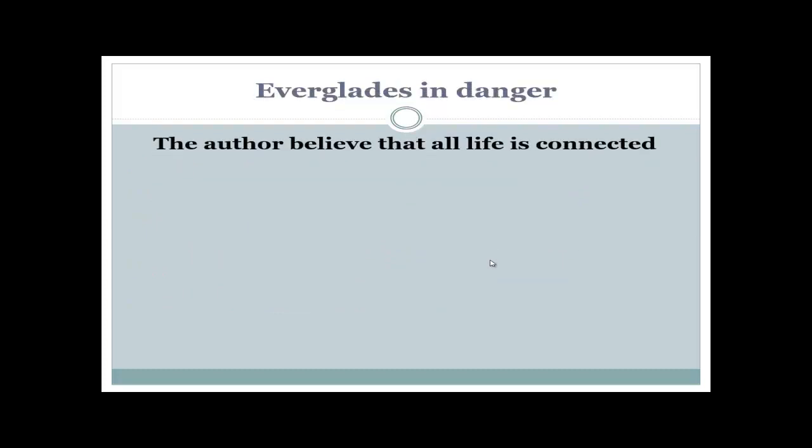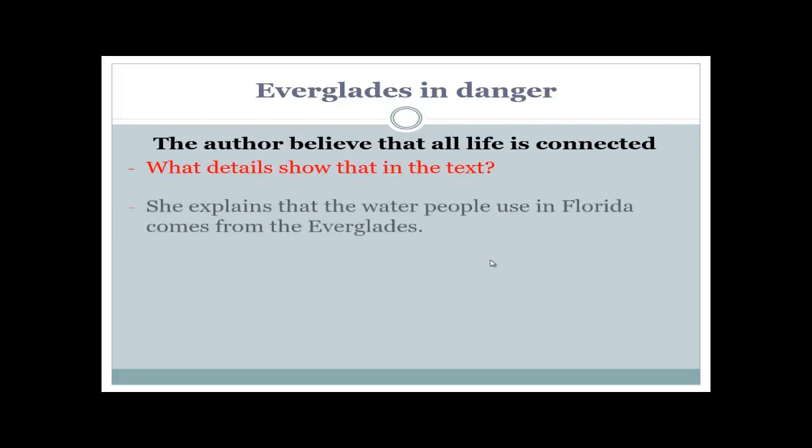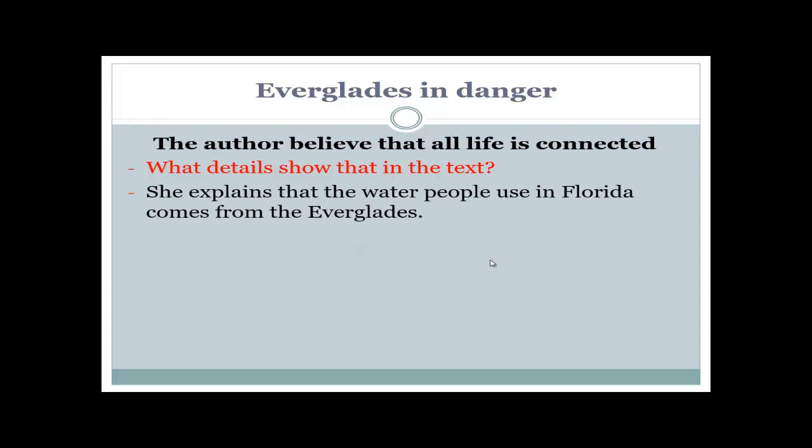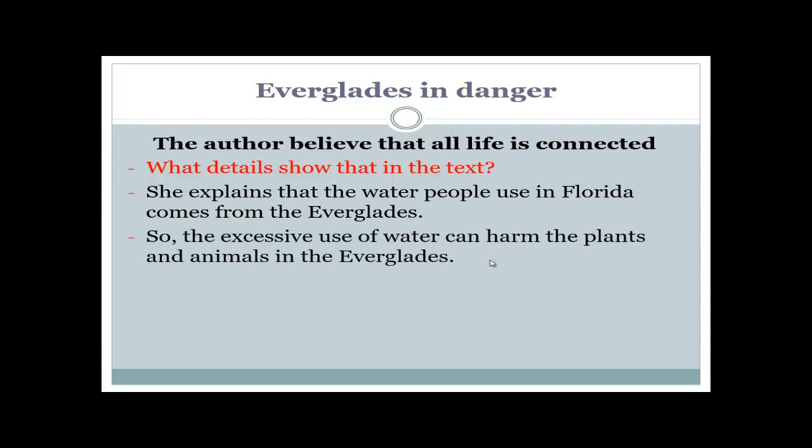The author also believes that all life is connected. The life of the animals and the life of the humans affect each other in some ways, and they are all connected. What details in the text show that? The author explains that the water people use in Florida comes from the Everglades, and the excessive use of water can harm the plants and the animals in the Everglades. So the two lives are connected.